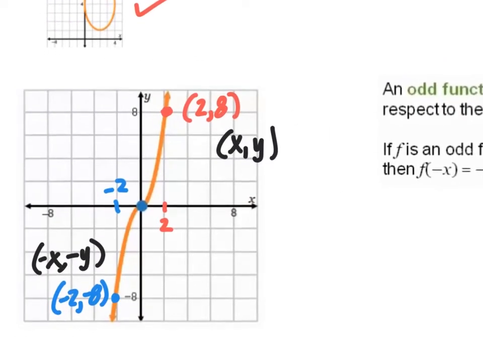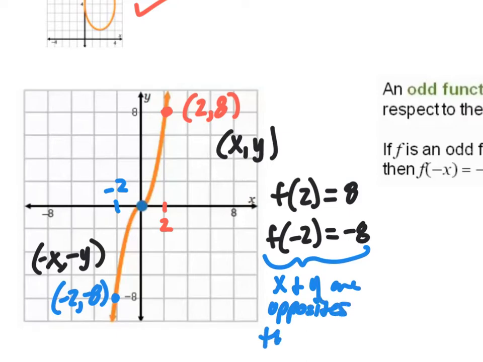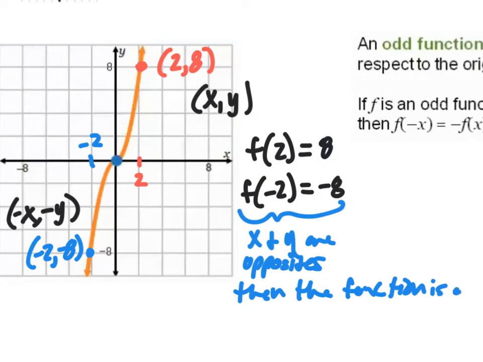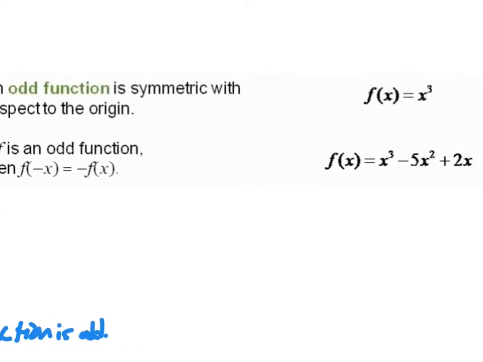Before I do anything, let me do this. On this function, when I plugged in positive 2, I got positive 8 as a result. If I plugged in negative 2 into this function, I got negative 8. So if x and y are opposites, then the function is odd. Not odd like how I'm odd, but just odd.